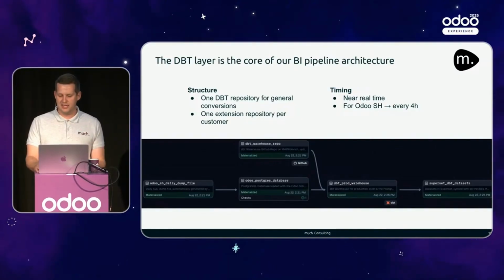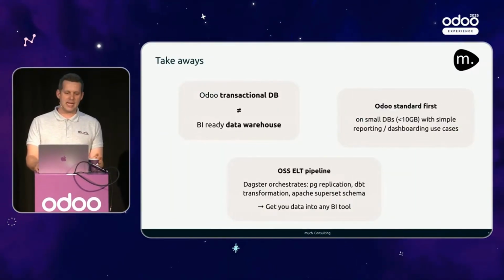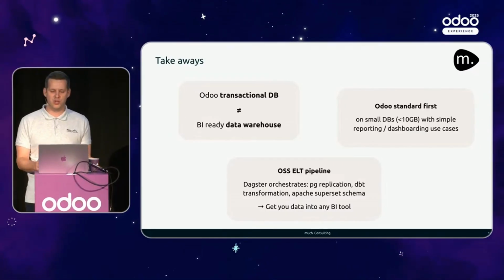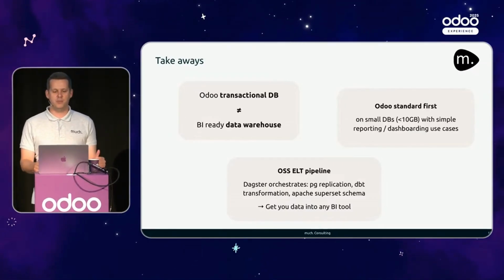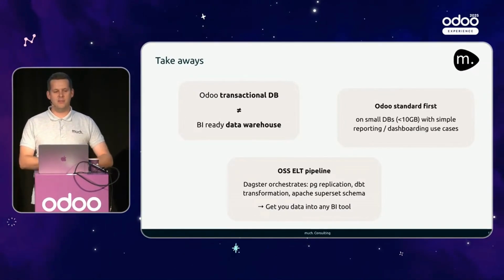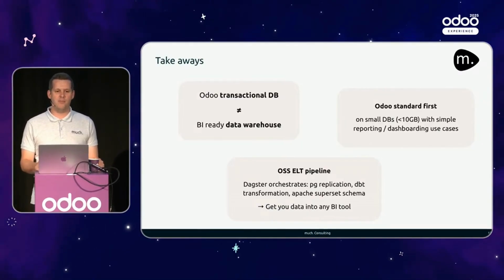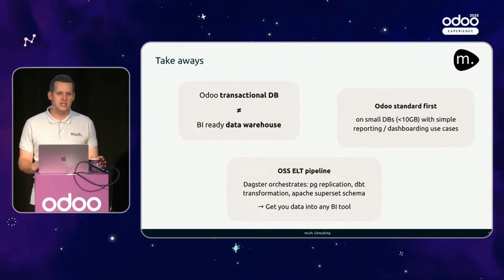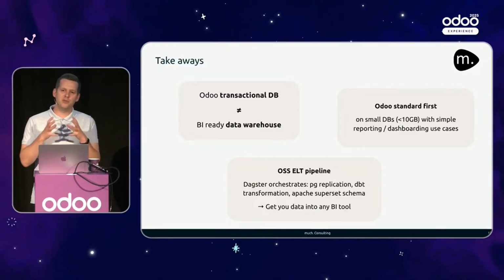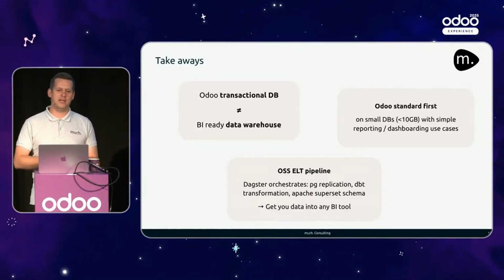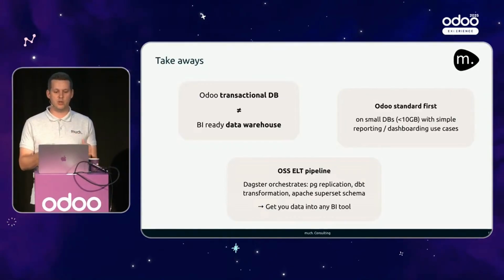All right, so this is roughly how this works. I hope this already makes a little bit more sense. And there's three things, though, I want you to really take away from this talk today. First of all, a transactional database is never a BI-ready data warehouse at scale. I know the beauty of Odoo is integrating everything together, but there's a certain amount of data where this is going to get more difficult.